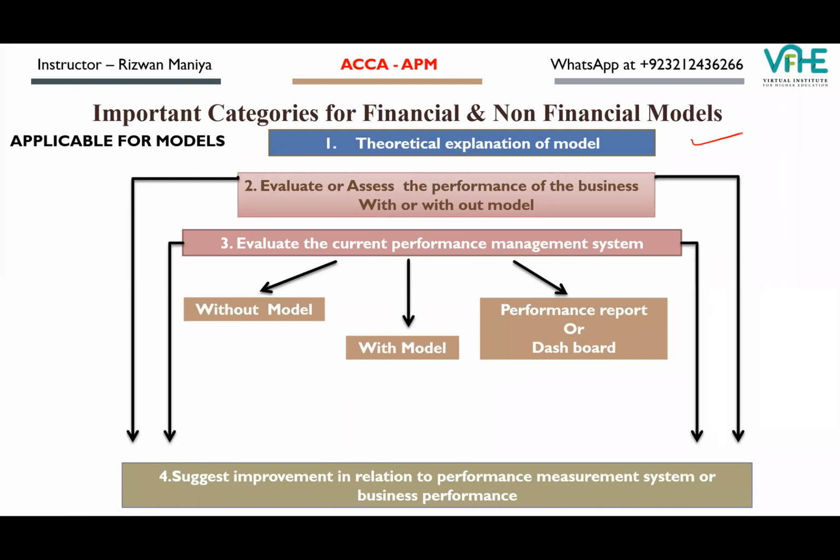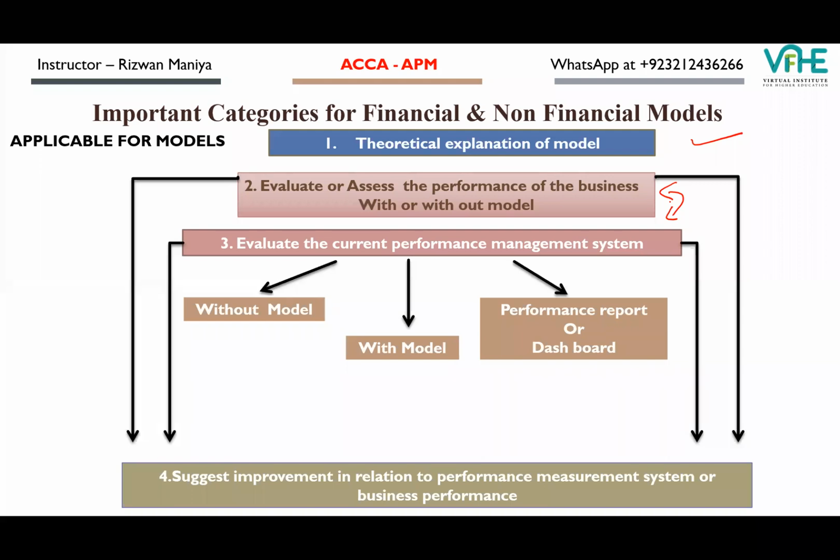So yes, my friends, the first type of requirement that can come in your paper is just a theoretical explanation of the model. Whatever the model is, like balanced scorecard, performance pyramid, whatever it is, you need to keep in mind that it will not be tested much. It is the second and the third that create the problem for my consultants.